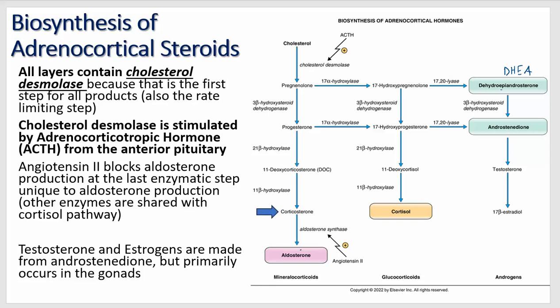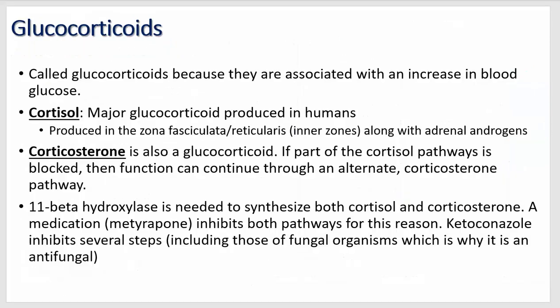All right, and we'll talk about that later. So this is kind of the end. It's just showing what this can go on to produce, and we're going to come back to that when we talk about reproduction. Okay. So the glucocorticoids, we'll go through them one at a time, glucocorticoids, then mineralocorticoids, and then androgens.